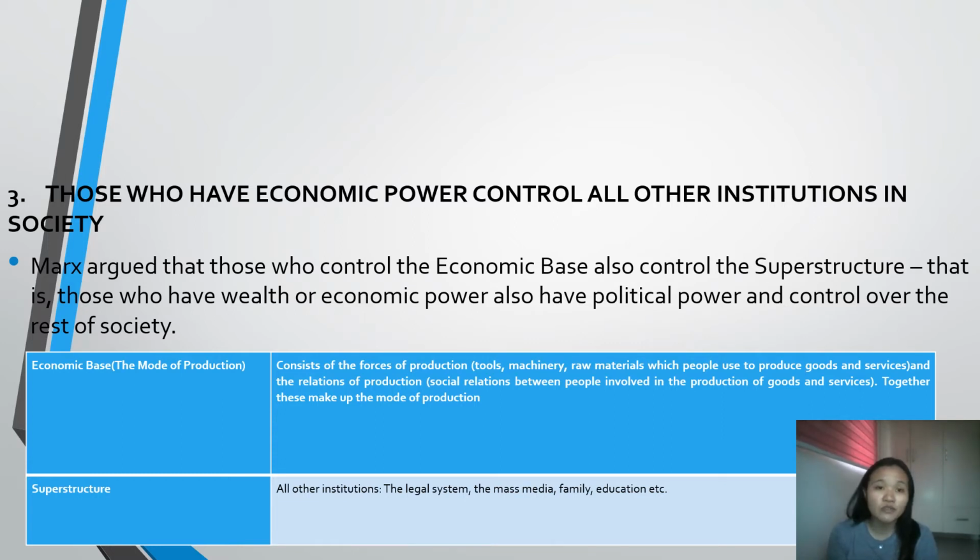So, economic base, the mode of production, consists of the forces of production like tools, machinery, raw materials which people use to produce goods and services, and the relations of production like social relations between people involved in the production of goods and services. Together, these make up the mode of production. Next, superstructure: all other institutions, the legal system, the mass media, family and education, and many more. So, yan yung sa economic base and the superstructure. Sa economic base, nandiyan yung production, goods and services. Dito sa superstructure, nandiyan yung legal system, yung mass media, the family, and the education.